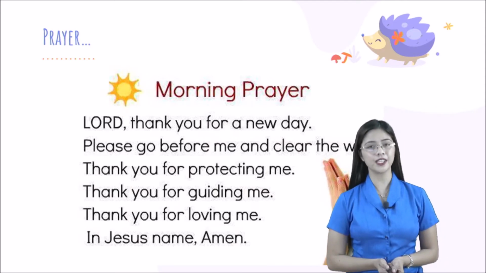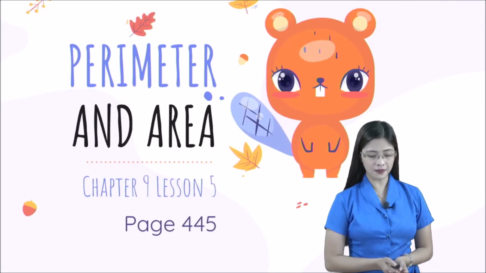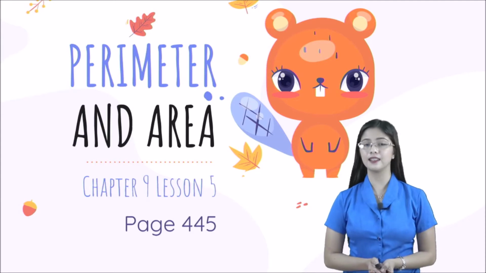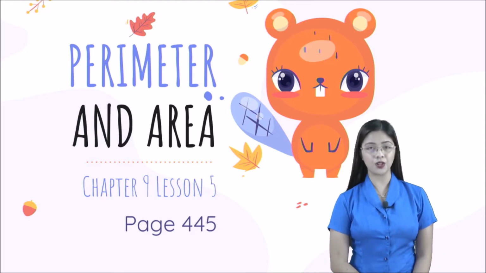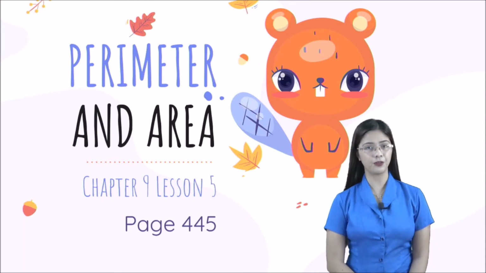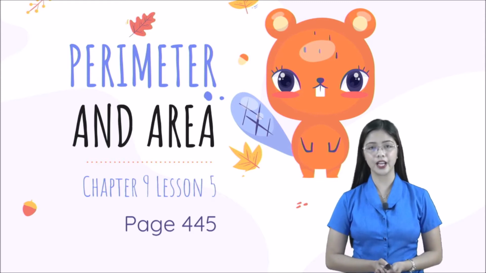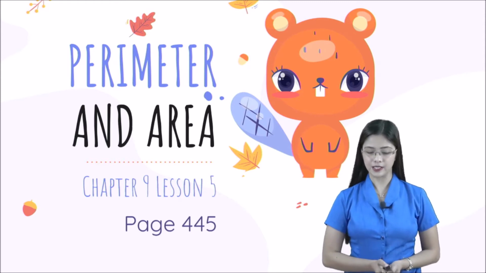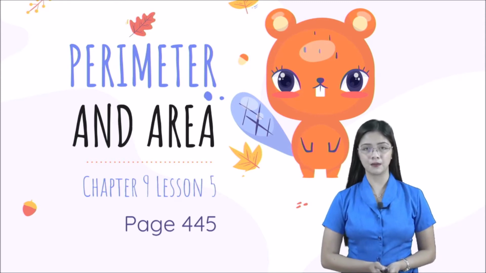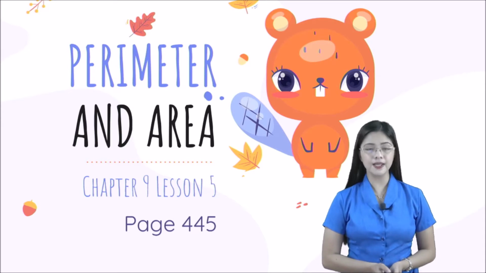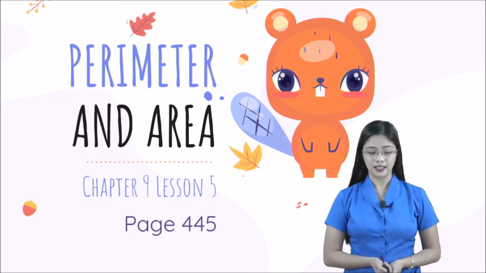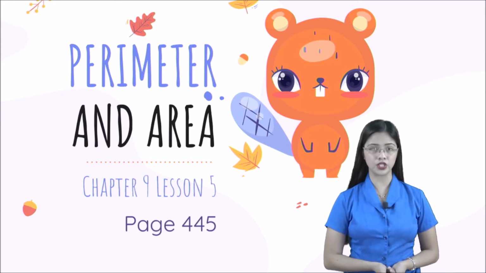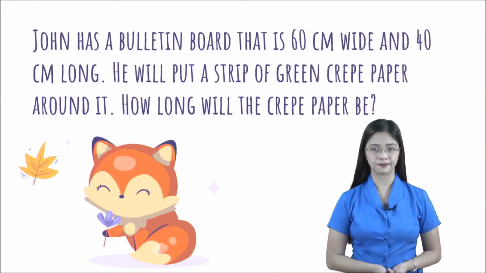And for today's topic, it's all about perimeter and area in your chapter 9, lesson 5. Kindly open your book on page 445 for you to follow in our discussion. So I repeat, this is Mathematics 2, Perimeter and Area. Before anything else, let's discuss first our jumping off points.